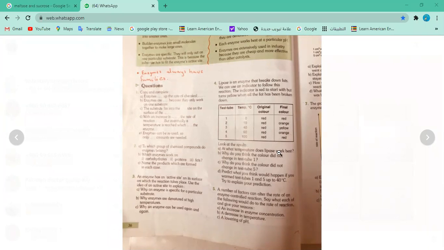Lowering in pH. If the amount of pH is decreasing, then the enzyme will go lower. So how would pH affect enzyme activity? You're saying that if pH will be lower, the enzyme activity will also be lowered? Yes. What did we discuss about the effect of pH? Impact of pH on enzyme activity. Did we say that if pH decreased, enzyme activity will be decreased?